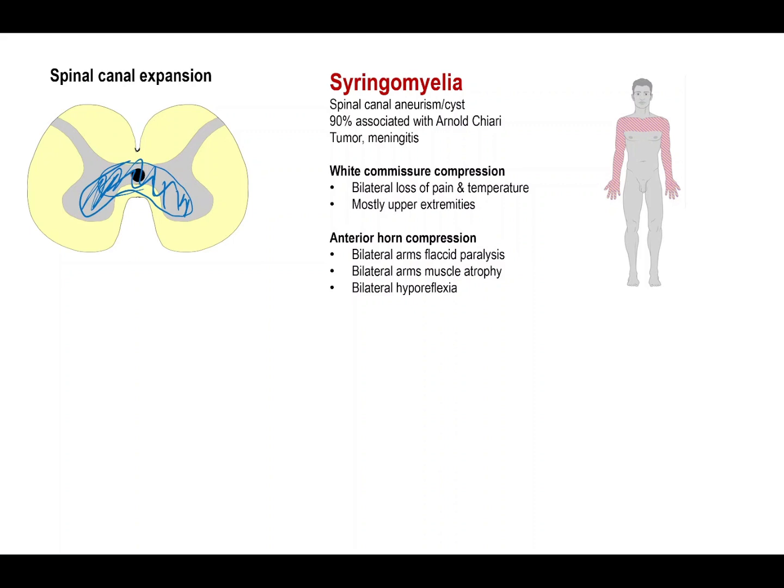Okay, great picture. Look at this. The area that is colored with red, this is the area of distribution of the most common area where the syrinx will affect the pain and temperature fibers. Okay, so the person wouldn't be able to sense pain and temperature in the upper extremities and upper chest, neck area. Okay, very straightforward, high yield. I had it in my exam, so you should look into this.